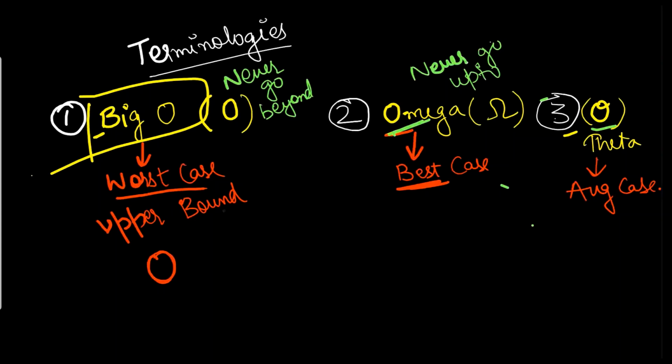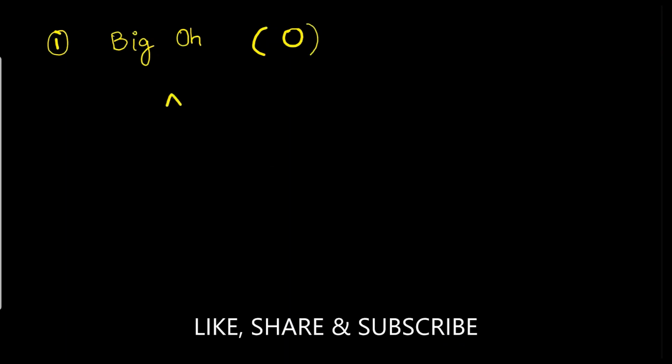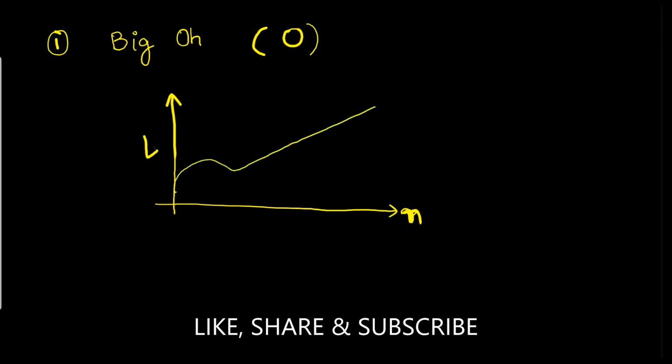Now let us know these three cases in detail. So the first one is big O, which is written in terms of O. Now in this case, I have been given input n, the size of the input is n, and in an algorithm, if the input size is increasing, the time is also increasing with the increase in input. So here I can write f of n, the function of n.